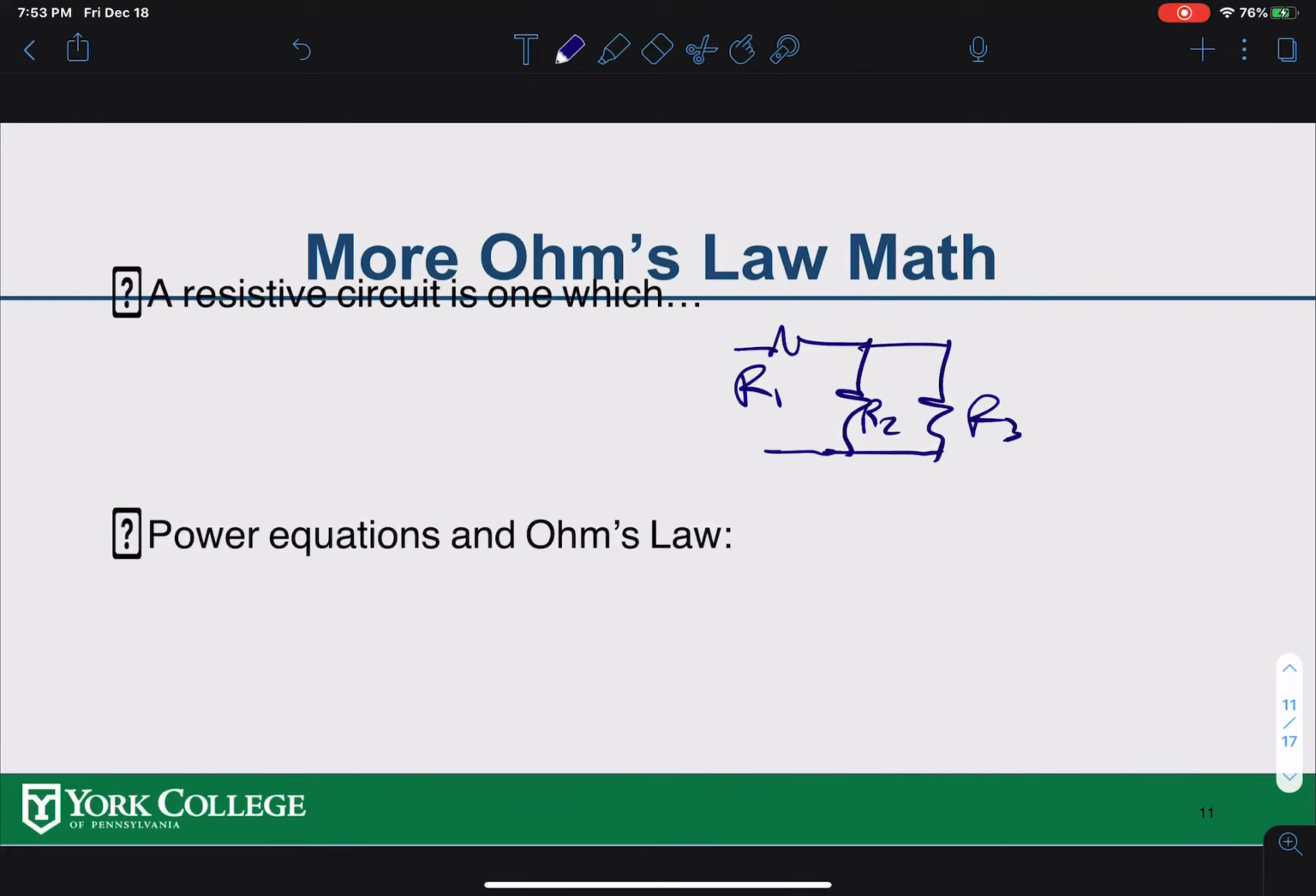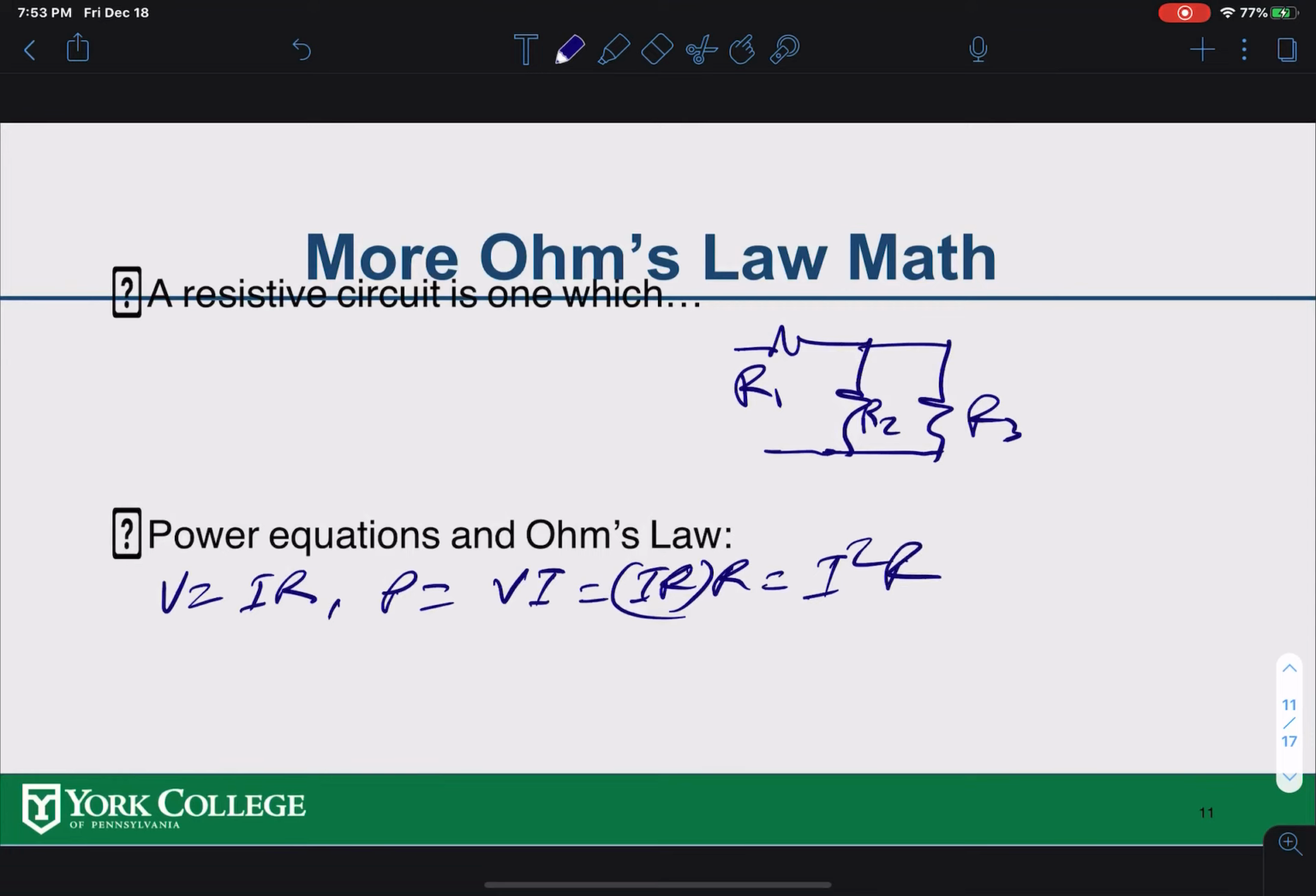Power equations and Ohm's law. Let's do it here. Ohm's law is V equal to IR, and the power equation is P equal to VI. If V equals IR and I put it back here, it becomes I times R times I, so it becomes I squared R. That is one equation for power.